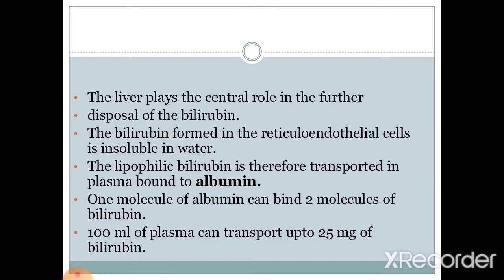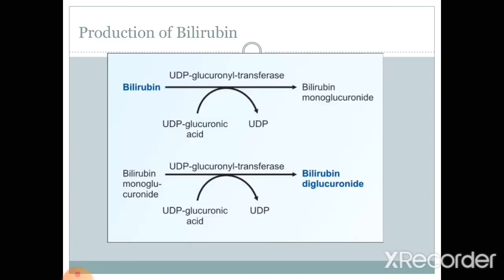The bilirubin formed in the reticuloendothelial cells is insoluble in water. So, this lipophilic bilirubin is transported in plasma with the help of albumin. Albumin binds to bilirubin in a loose combination; one molecule of albumin can bind 2 molecules of bilirubin.